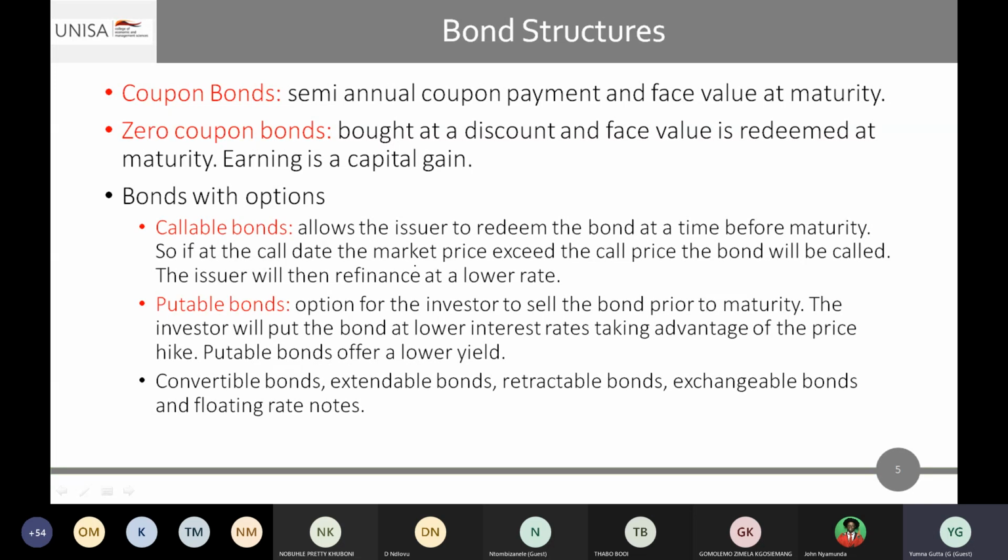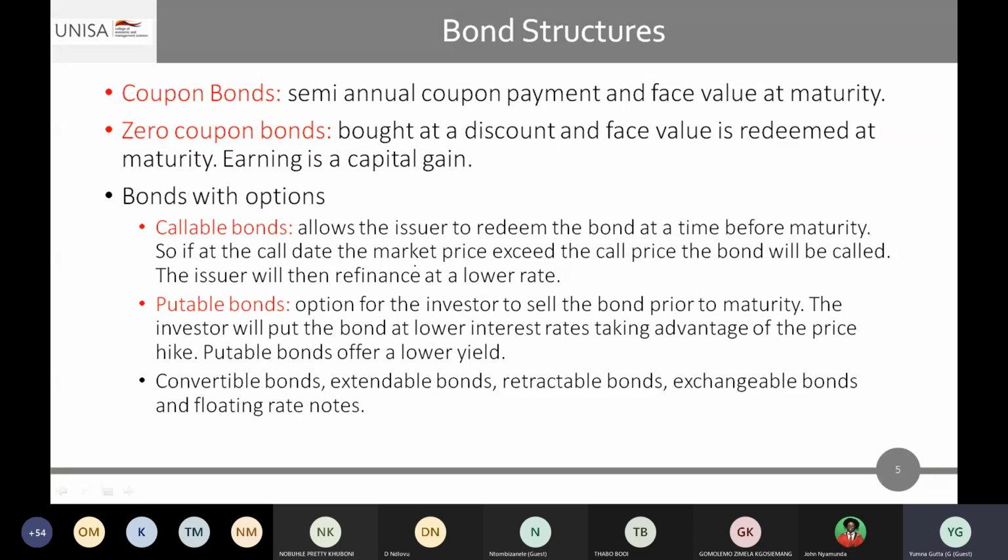so we have puttable bonds as well. It's the option for the investor to sell the bond prior to maturity. So now the investor can also put, he can sell the bond prior to maturity. The investor will put the bond at a lower interest rate, taking advantage of the price hike. So if the interest rate is low, that means the price of the bond is high and the investor wants to sell it off at a high price, right? Puttable bonds offer a lower yield, right? So now you don't have so much of a risk, so the yield is a bit lower.